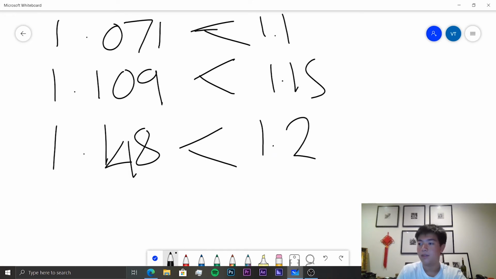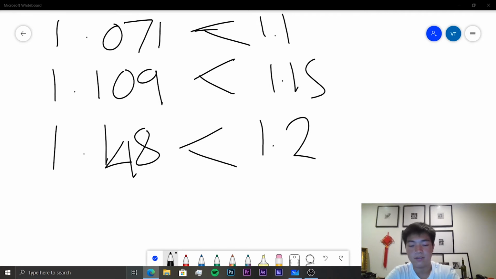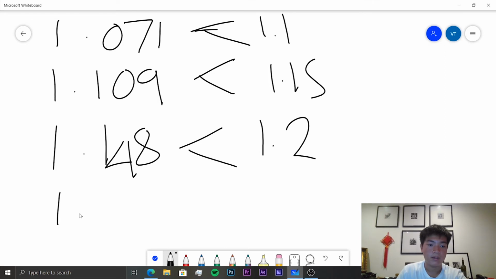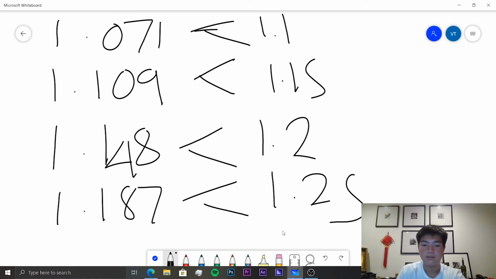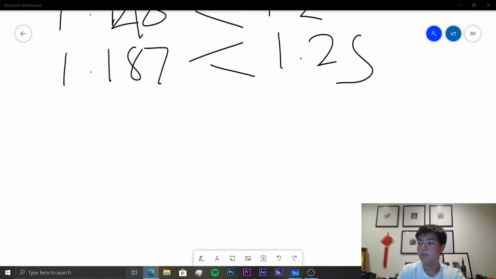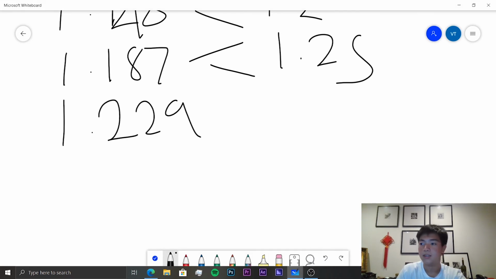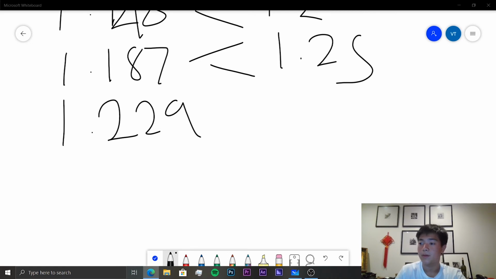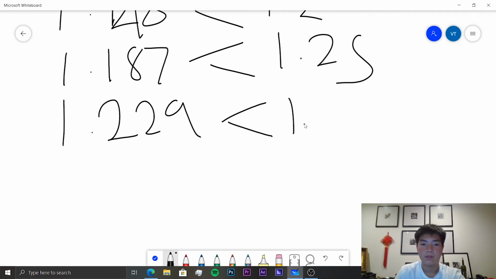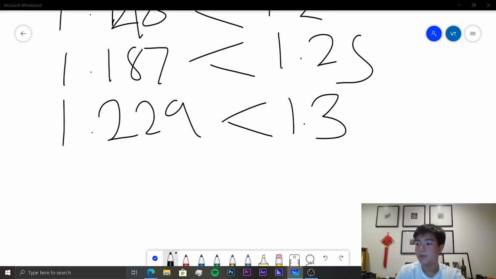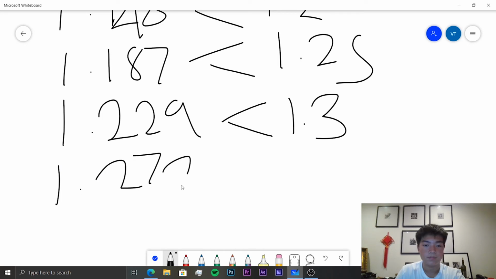When we have 1.035 to the power of 5, we have 1.187 technically, which is still less than 1.25. When we have it to the power of 6, well, we have 1.229, which is less than 1.3, but we're getting a bit closer. When we have it to the power of 7, well, we have 1.272, which is less than 1.35.